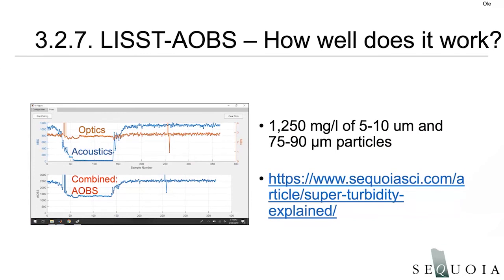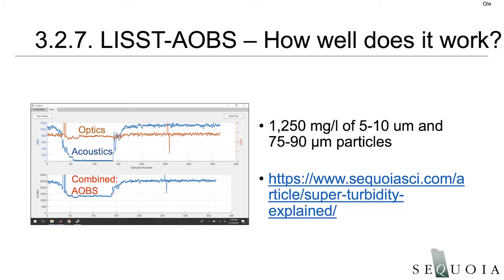We can also look at some laboratory samples we've taken. So here on the top plot, we show the signal from the ABS in blue, and we show the voltage signal from the OBS in orange. And we had the AOBS working in a beaker with a mixer. Then we introduced about 1200 milligrams per liter of 5 to 10 micron particles, and about 1200 milligrams per liter of 75 to 90 micron particles. Then we made sure that was well mixed. And you can see that's what's going on in the top plot from sample 0 to around sample 30.